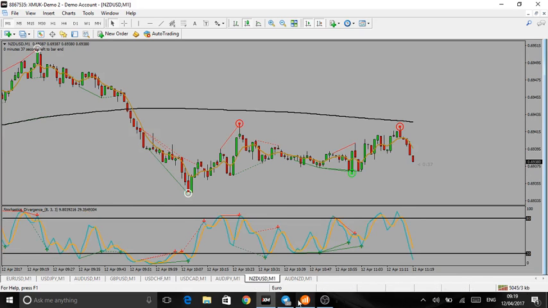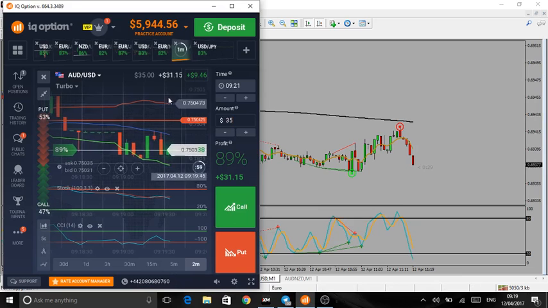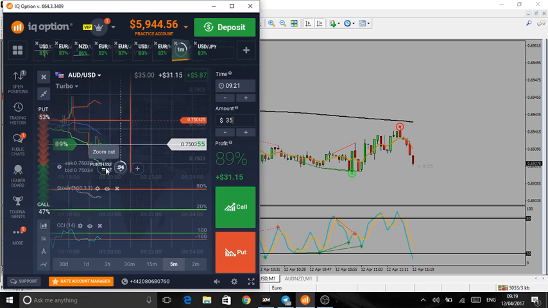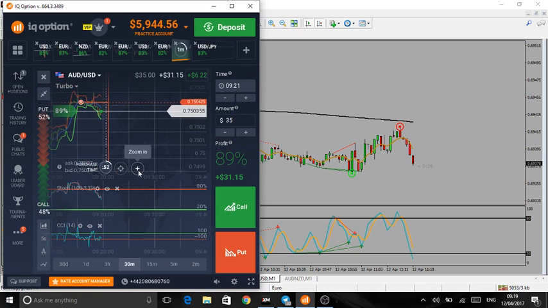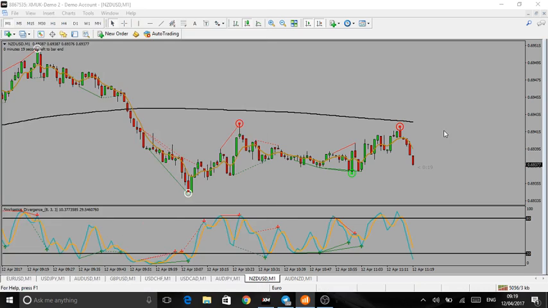Now, this trade is currently sitting in the money at the moment. As you can see here, guys, it's currently sitting in the money, which is really, really good. Now, what I'm waiting for is to see what it's going to do in the next few minutes. Oh, I could have taken a trade right here.